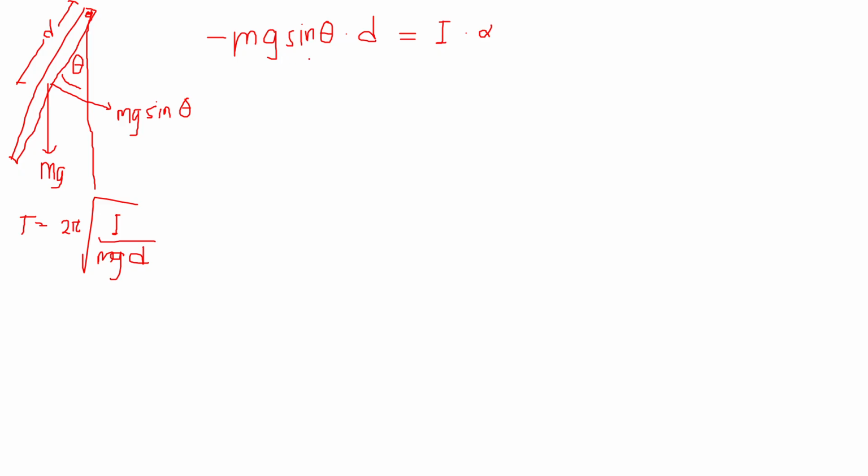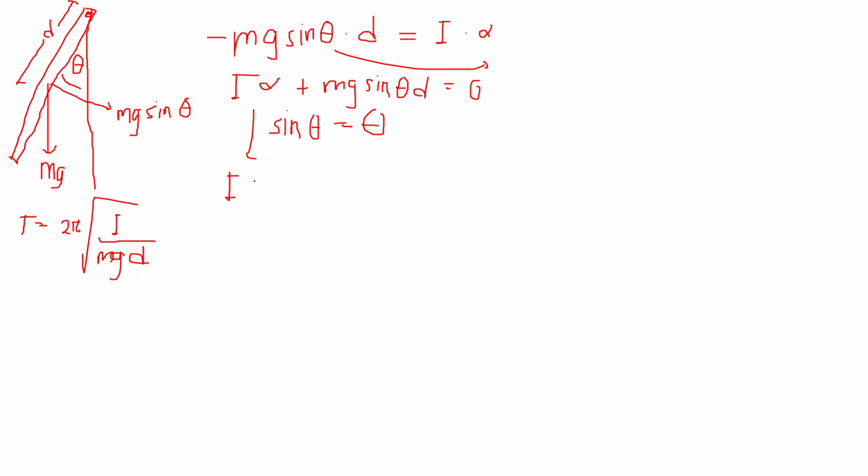Cool. Now if we move this to the left, we'll get the moment of inertia multiplied by alpha plus mg sine theta d equals 0. Now, for very small angles of theta, preferably less than 10 degrees, we can approximate sine theta as theta, right? Cool. So we'll get the moment of inertia multiplied by alpha plus mg d times theta equals 0.